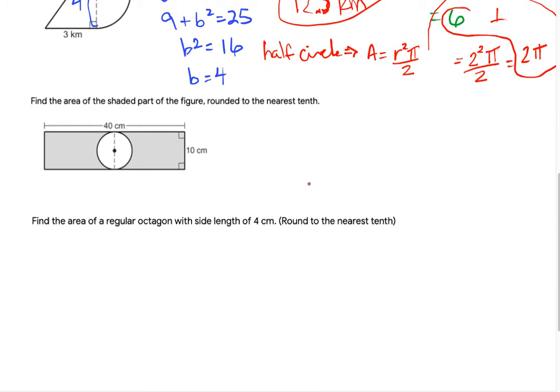Find the area of the shaded part, round to the nearest tenth, this one. So this one I need to subtract, so 40 times 10 is 400. And then I need to subtract the circle, which is going to be, this is 10, so this is 5, so 25 pi. So 400 minus 25 pi gives me 321.5 centimeters squared.